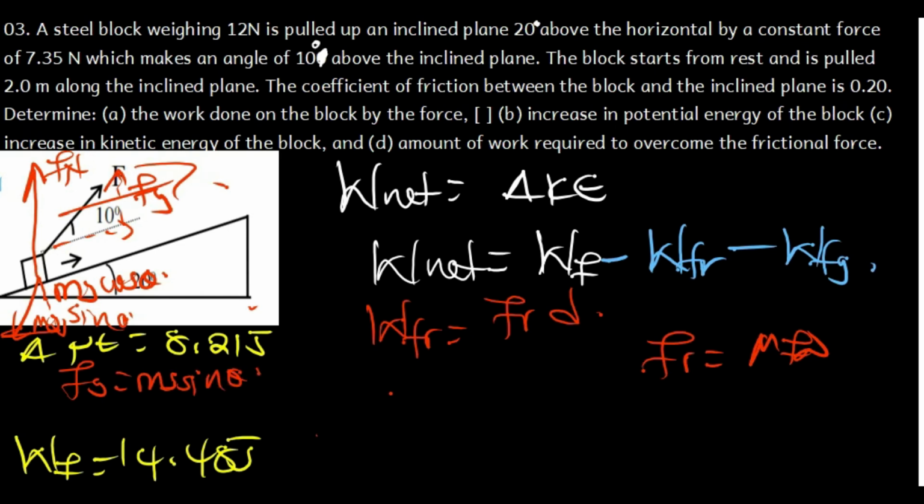Now in a case where the force is not applied at an angle, the normal force is going to be mg cos theta. But in this case, we have a different thing. The summation of all the forces acting in the y direction: we have the force Fy pointing upward plus the normal force minus mg cos theta pointing downward.